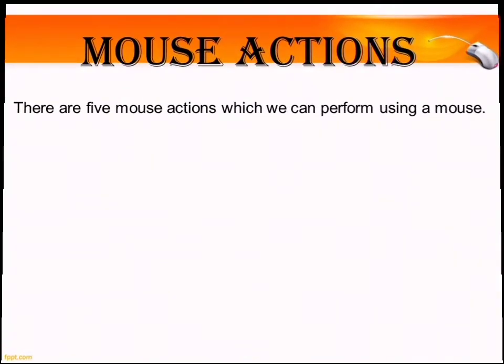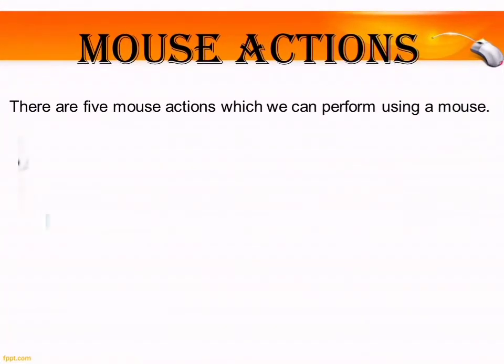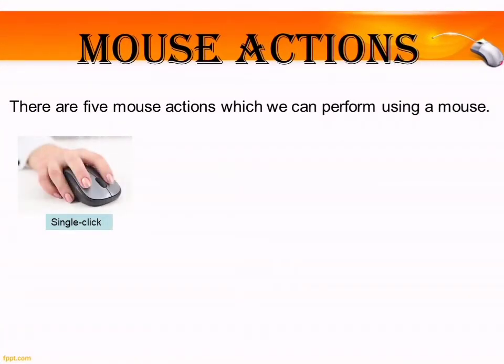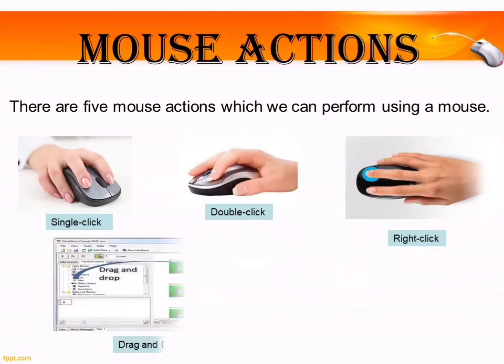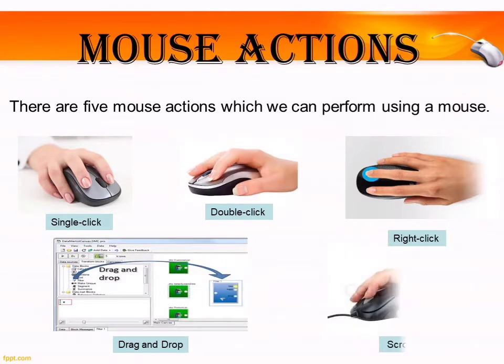There are 5 mouse actions which can be performed using a mouse. They are single click, double click, right click, drag and drop and scrolling. Let us learn about them.